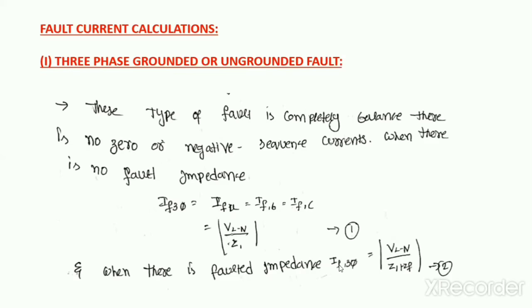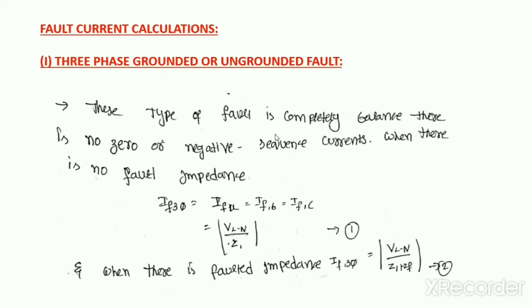If there is a fault impedance, then IF three phase is equal to V line to neutral divided by Z1 plus ZF, where Z1 is the positive sequence impedance and ZF is the fault impedance. Consider this equation number 1 and this equation number 2.